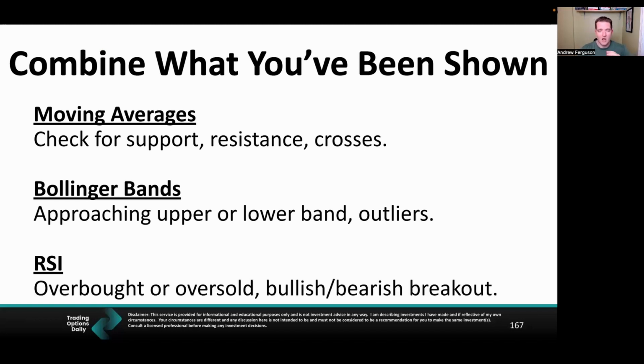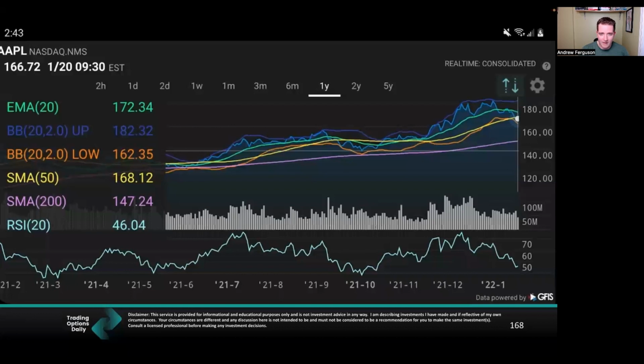And RSI, overbought or oversold? Is it bullish? Is it bearish? Is it breaking out? Where's it headed? You combine all 3 of these things and you get a chart that looks something like this. So in Interactive Brokers, you can actually see everything by just clicking your thumb in the chart and holding. And those legend lines, that crosshair will pop up, and it'll also give you the legend on the left.